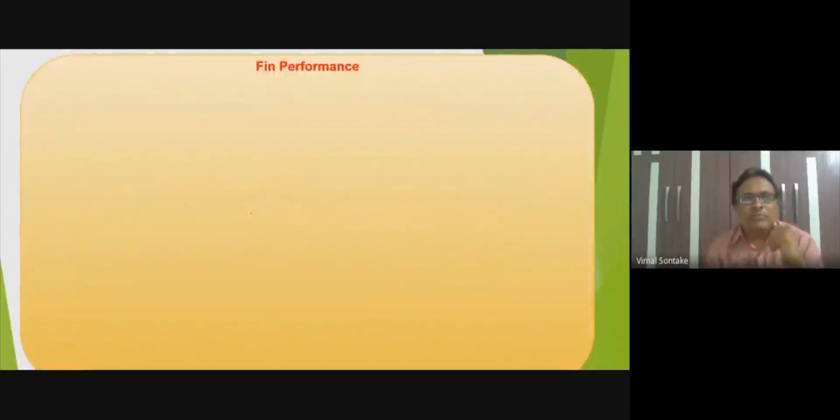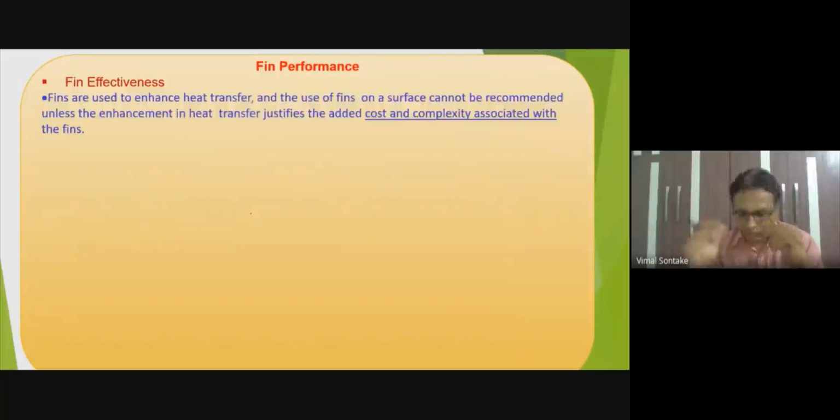Now, the next fin performance parameter is fin effectiveness. Fins are used to enhance the heat transfer rate, but the fins are recommended only when the enhancement rate justifies the cost and complexity of adding the fin to the base surface to enhance the heat transfer rate.